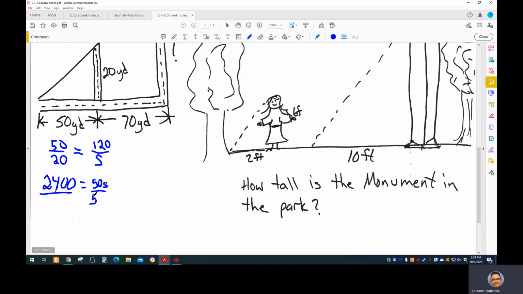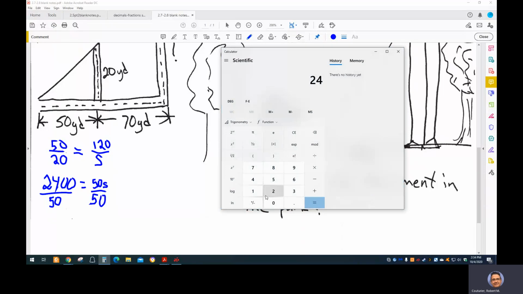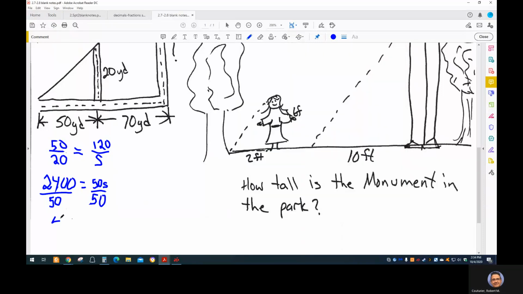See, once we get the hang of setting up that proportion, it's not a big deal. It's not that hard. You're going to do a lot of this in geometry. So it's kind of like a precursor to it. And again, you just have to reduce that fraction there. So 2,400 divided by 50 gives us 48. And we are done. 48 yards.